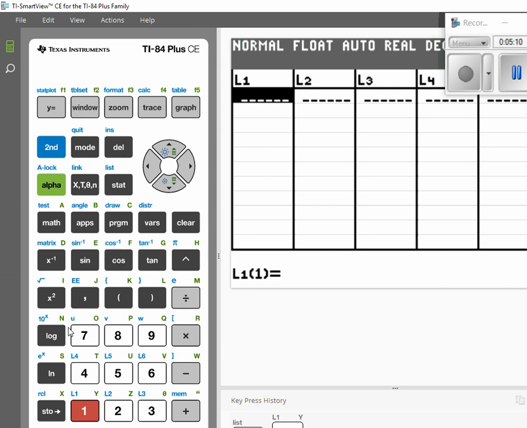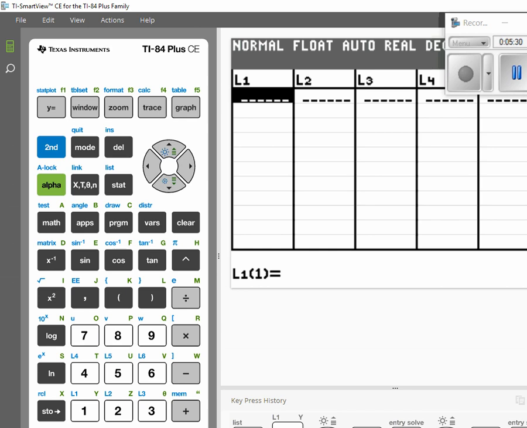If you have anything in your list, the way you clear it is you go up to where it's highlighted and go Clear, Enter. And that'll clear your list. So if anybody has anything in their list, again, you go up to the list name and you go Clear, Enter, and that will clear anything that's down there.